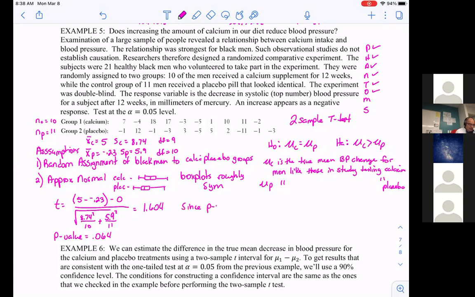And again, since our p-value is greater than our alpha level, did we define what our alpha level was? We did, or it defined it for us, we're good. We will fail to reject H0. There is insufficient evidence to suggest calcium lowers blood pressure.